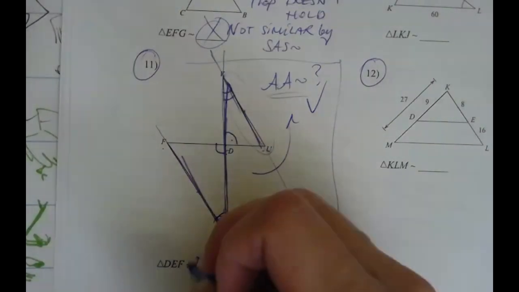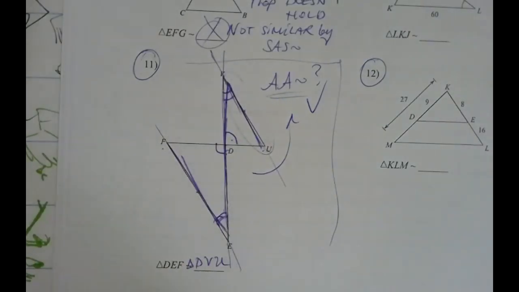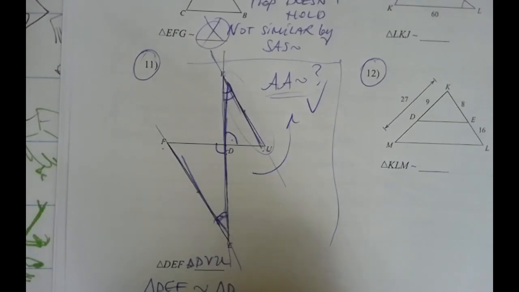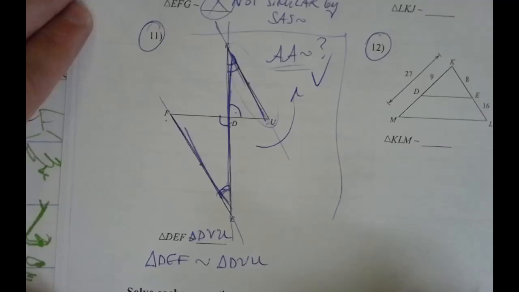Oh, I should say triangle. Triangle DVU. I thought the symbol was already drawn, so my bad. Triangle DVU, and that's the similarity statement. Maybe I'll rewrite it so that it's very clear. Triangle DEF is similar to triangle DVU. You know you've written your mathematics correctly if it reads like a sentence. Triangle DEF is similar to triangle DVU.